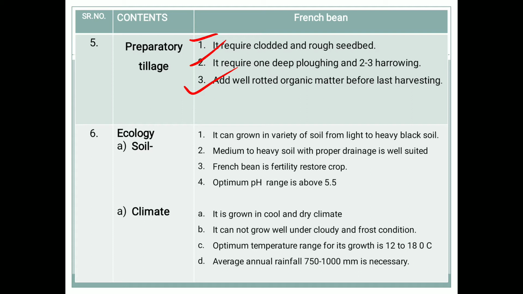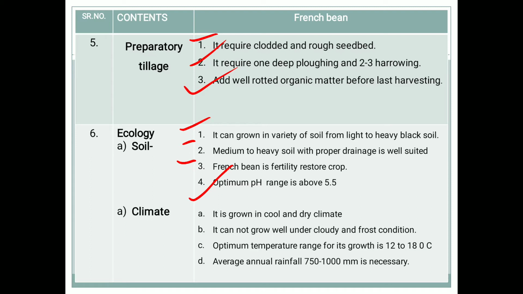Then the ecology, that means the soil and climate of French bean. In soil, it can grow in a variety of soils from light to heavy black soil; medium to heavy soil with proper drainage is well suited. French bean is a fertility restoring crop. The optimum pH range is above 5.5. That means below 5.5 pH is not suitable for a French bean crop.